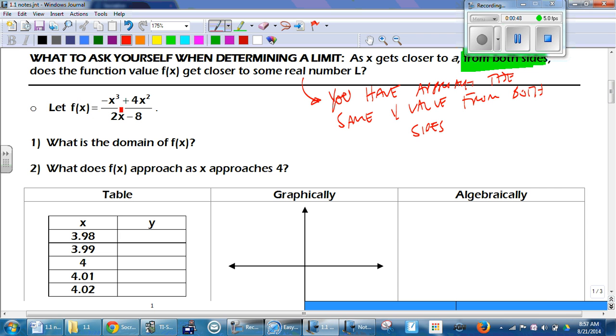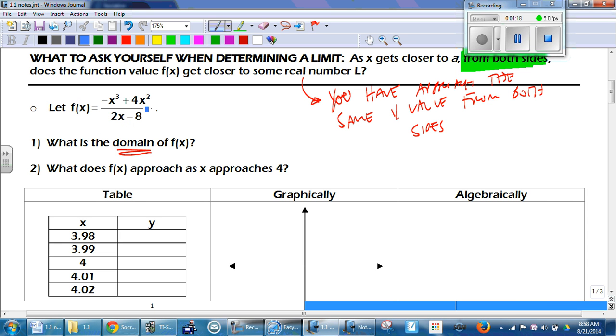We have this function, negative x cubed plus 4x squared, all divided by 2x minus 8. What's the domain? So remember, we were talking about domain earlier. Really, we want to look at what doesn't work, what's not in the domain. What can we not put in for x because it doesn't work in this situation? 4. Why 4?